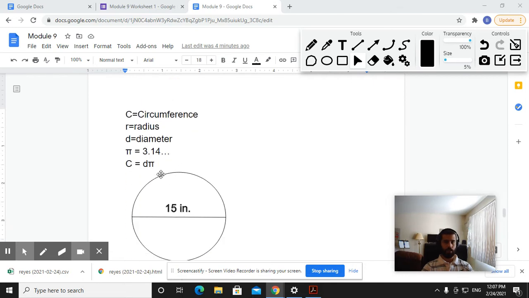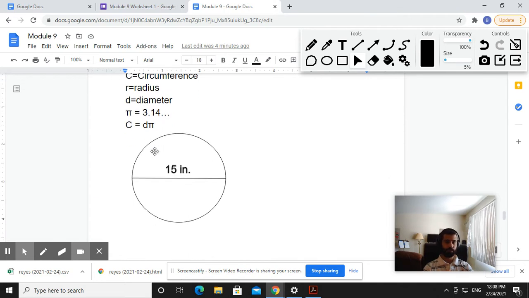So the other thing I would like you to write down on your piece of paper is this, what I've just highlighted. Pause the video right now, write it down. To review that, C is circumference, R is radius, D is diameter, and the pi symbol stands for pi, which is an irrational decimal that just keeps going forever, but we round it off to 3.14 very often. And the circumference is equal to the diameter times pi.